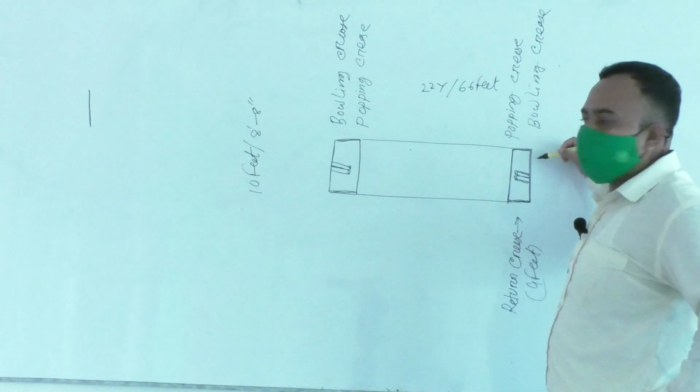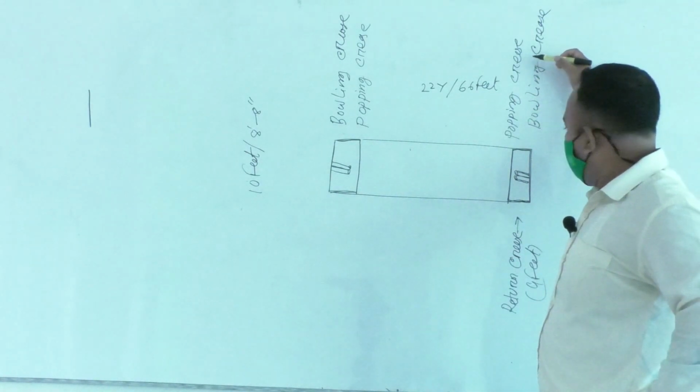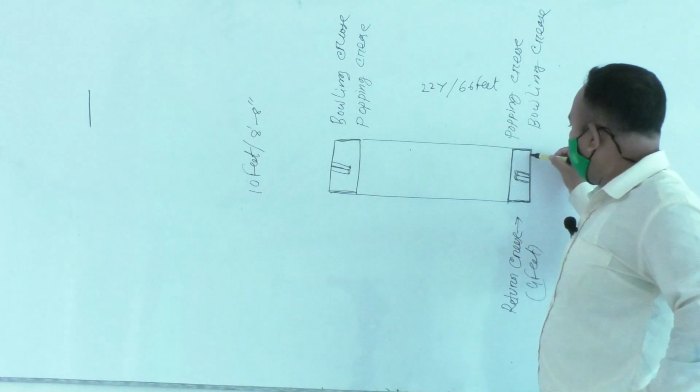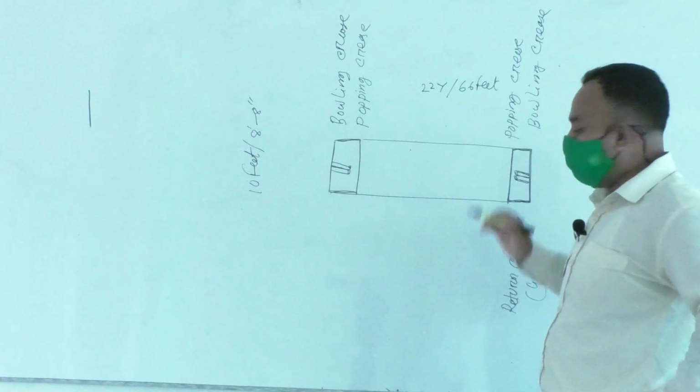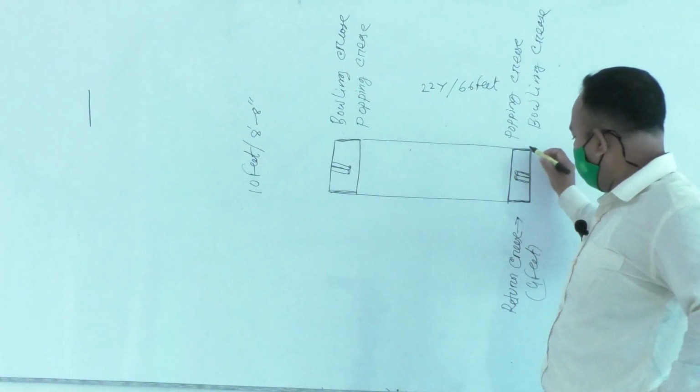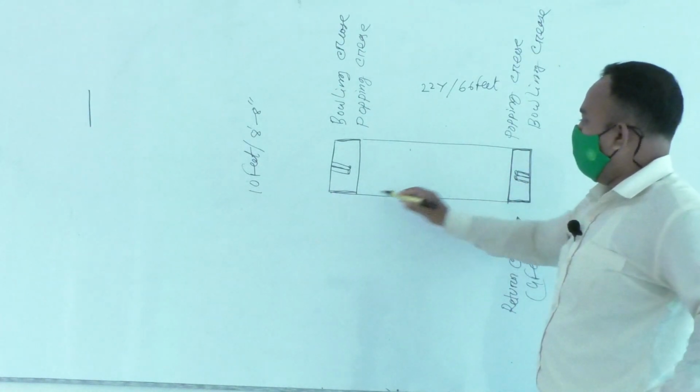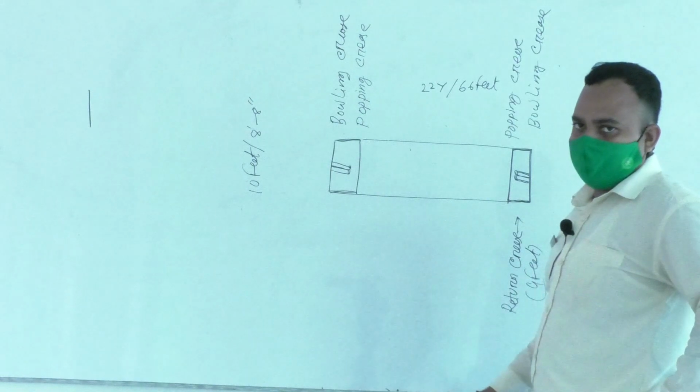Okay. So this is the cricket pitch. It is the bowling crease. It is the popping crease. And the distance between the bowling crease and the popping crease is only 4 feet. And it is also called the return crease. Okay.